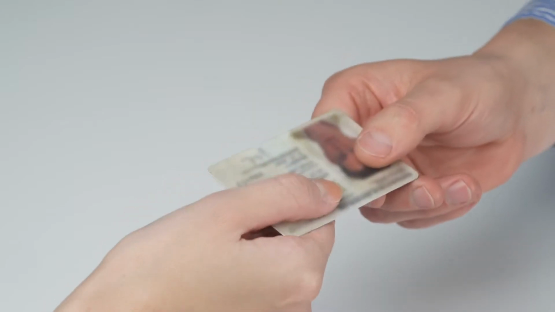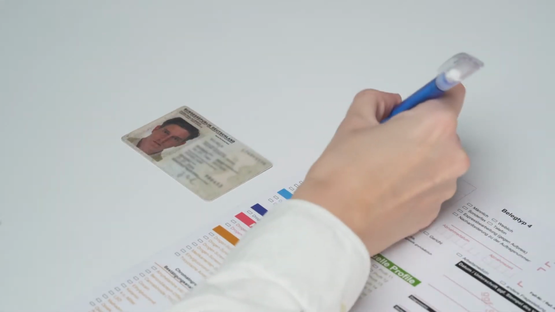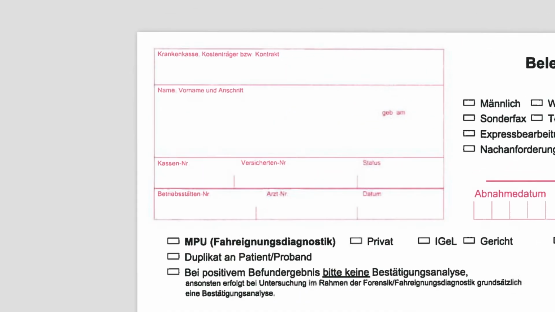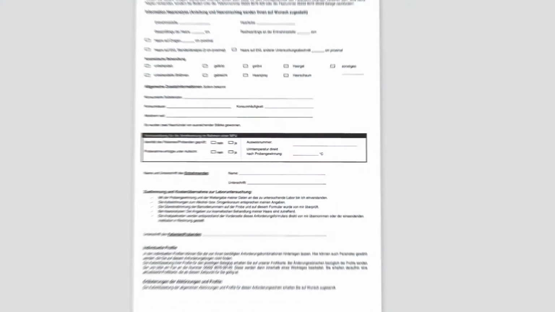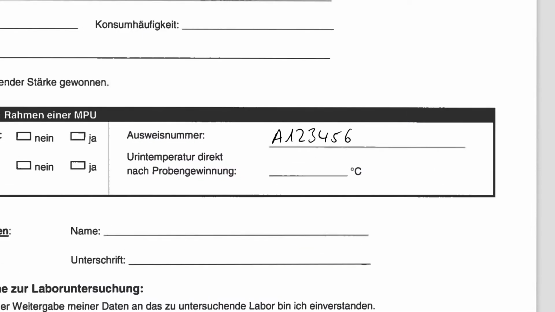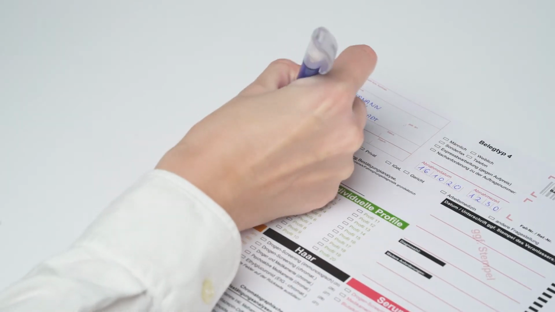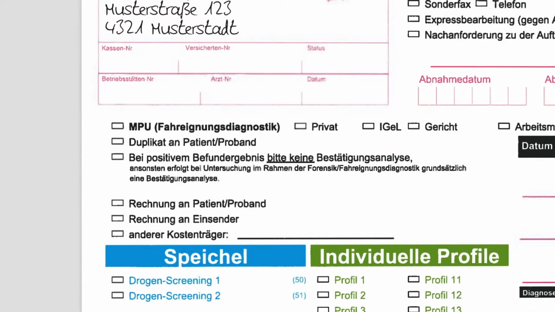Ensure the identity of the patient before taking the blood. Transfer the patient's data to the request form. Please indicate the purpose of the sample. Furthermore, you must indicate whether the patient or you should receive the invoice.